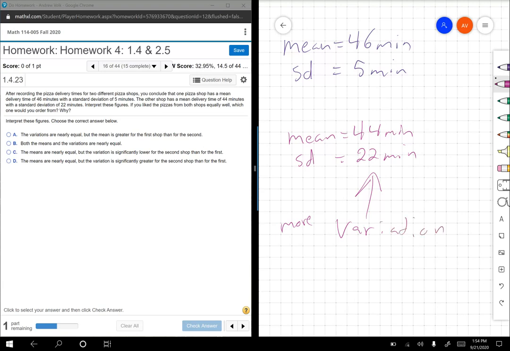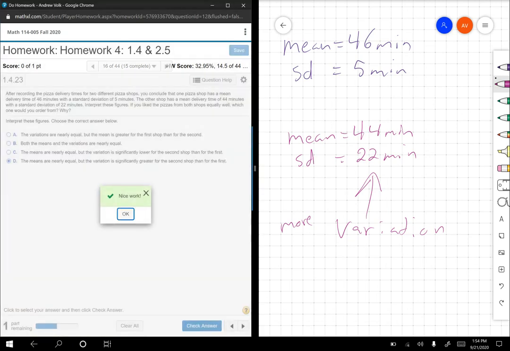So A says the variations are nearly equal. Well, that's definitely not true. B says both the means and the variations are nearly equal. That's not true. C says the means are nearly equal, but the variation is significantly lower for the second shop. That's actually backwards. I'm going to pick the last one.